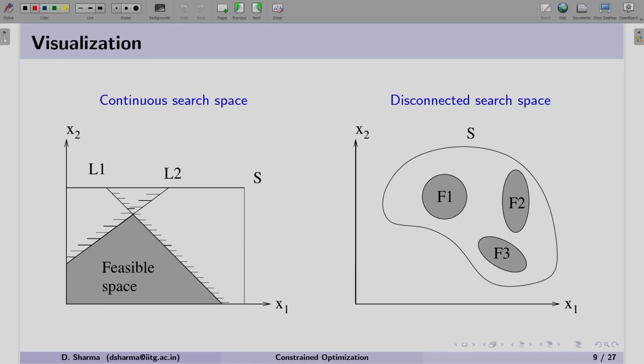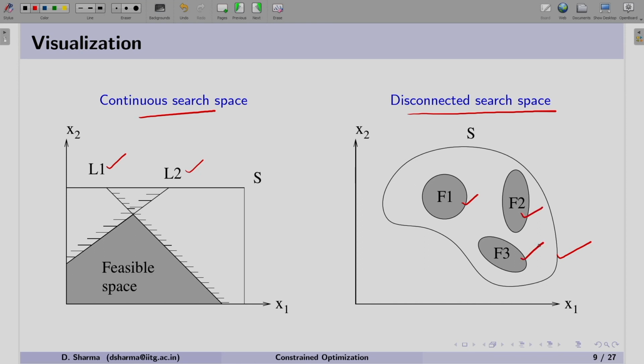Let us see what search space we can have. As we can see here, we can have either a continuous search space or a discontinuous search space. Looking at the figure on the left-hand side, this space is made by the constraints as well as the variable bounds. So we have just one feasible space, and that is continuous. Now, looking at the right-hand side, we have a search space S. Inside this, we can have disconnected feasible spaces.